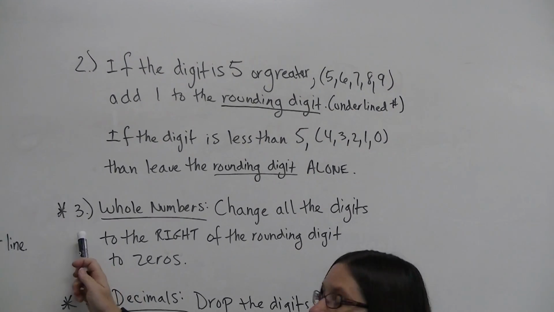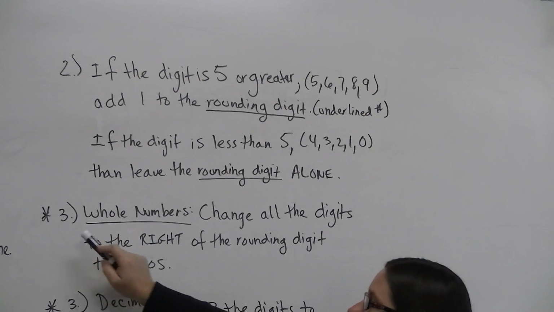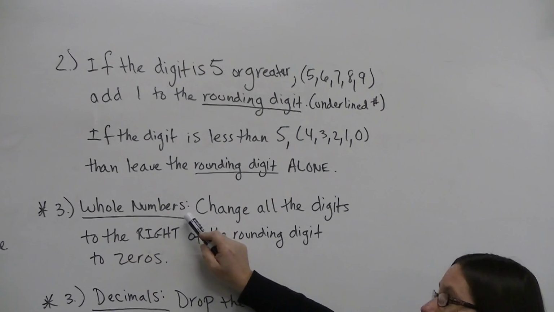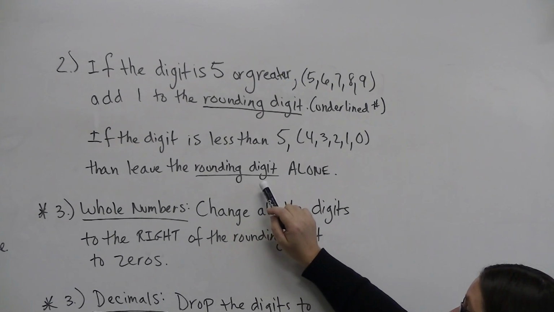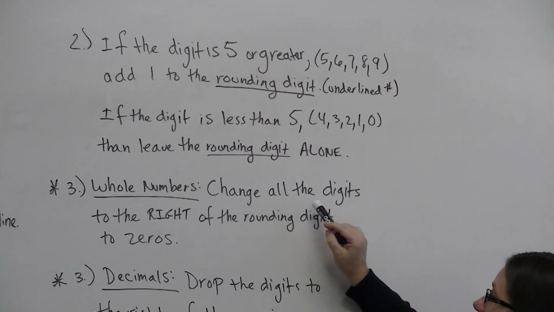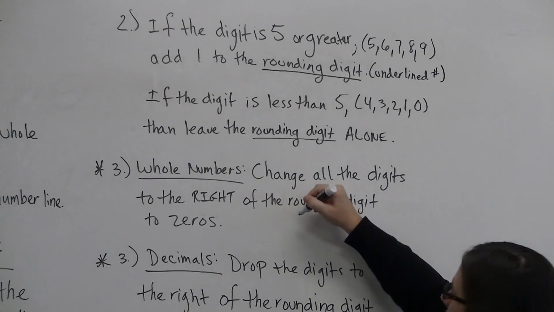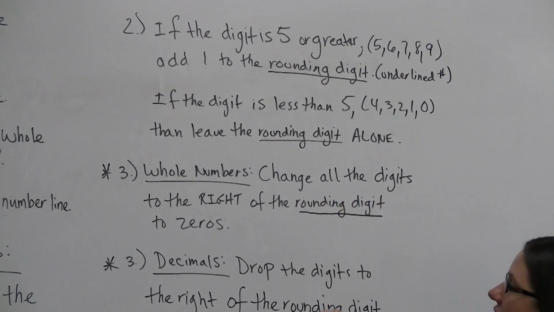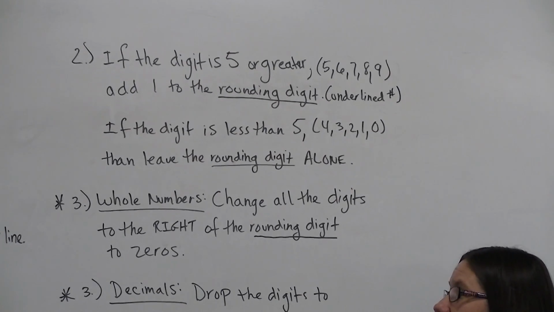Now step 3 is where our difference comes in. You will see here I put a number 3 and put whole numbers first. When we're rounding whole numbers, at the last step, after we have either changed that underlined digit or added 1 to it, you're going to change all the digits to the right of the rounding digit, or your underlined digit, again, you can put there, to zeros. Everything goes to zeros. Now that is different from decimals.